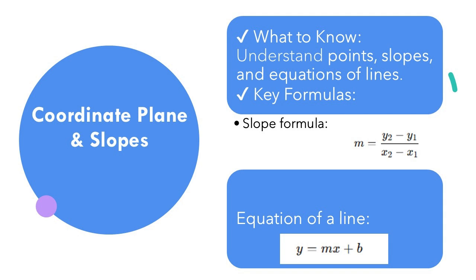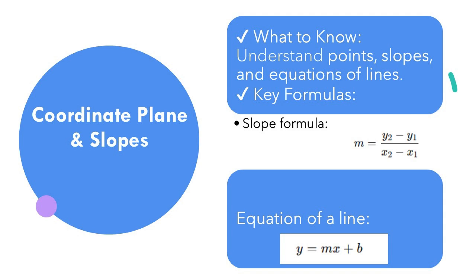y2 minus y1 is the change in y, vertical change, or rise. x2 minus x1 is the change in x, horizontal change, or run. The fraction rise over run describes how steep the line is. This tells you how steep a line is by comparing the vertical and horizontal change.